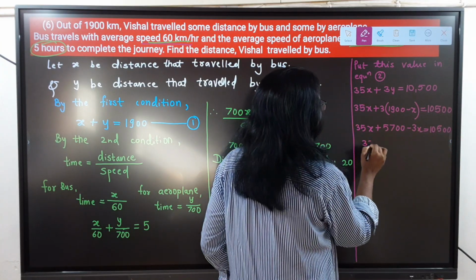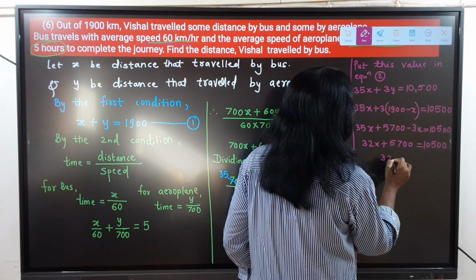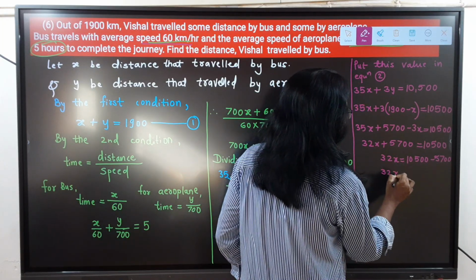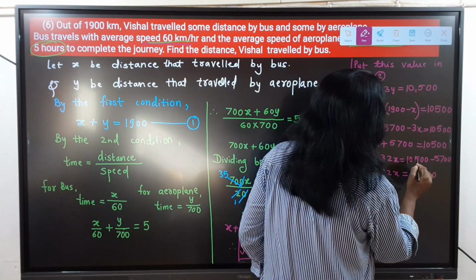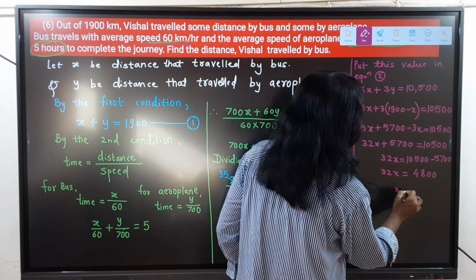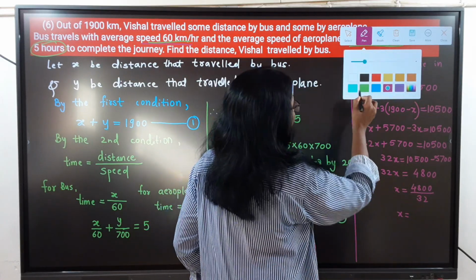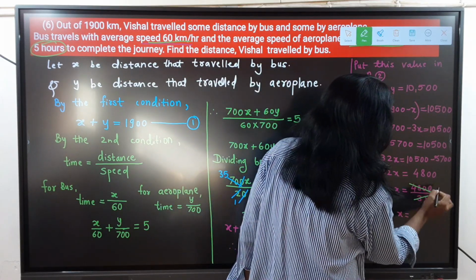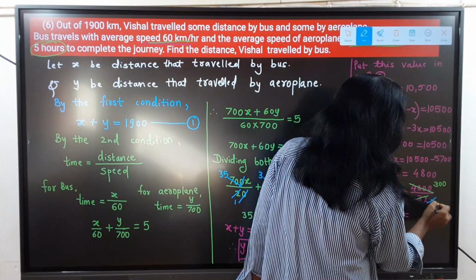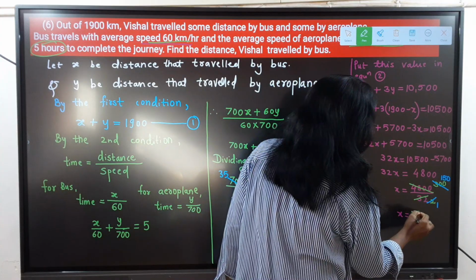Here I write down that 32x plus 5,700 is equal to 10,500. Therefore 32x is equal to 10,500 minus 5,700. Therefore 32x is equal to 4,800. So x is equal to 4,800 divided by 32. Then we simplify this ratio: 16 twos are 32, 16 threes are 48, so 300. Now again we simplify this 300 divided by 2, which is 150. So x is equal to 150.